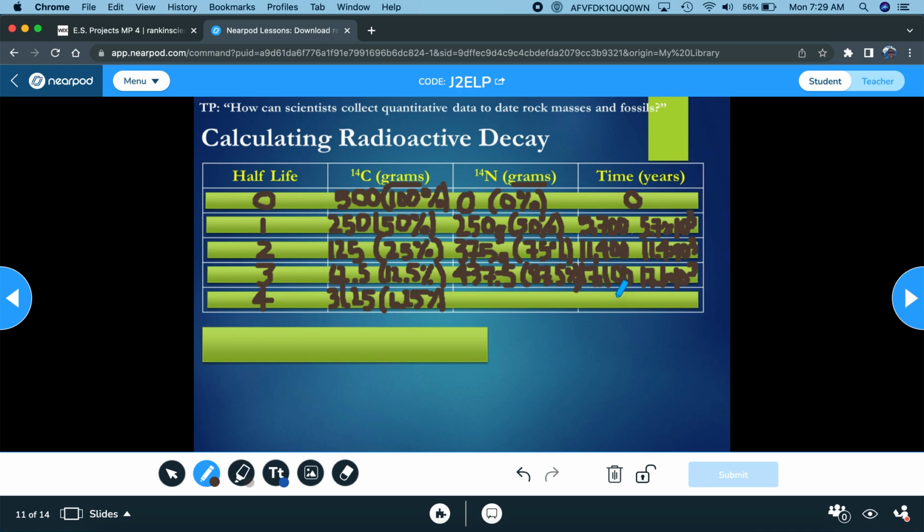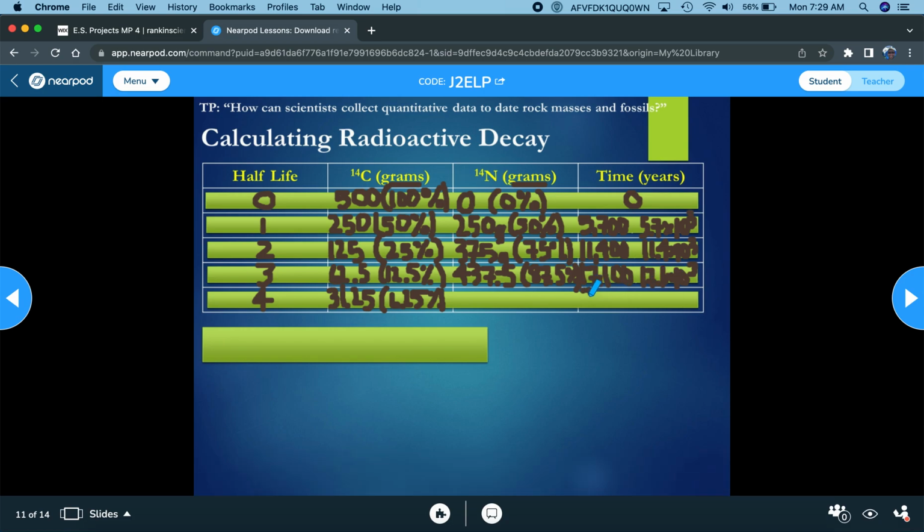This will give us, so now you take 17,100 and you add another 5,700 years, right? On your calculator, you should be able to get 22,800 or 22.8 times 10 to the third.